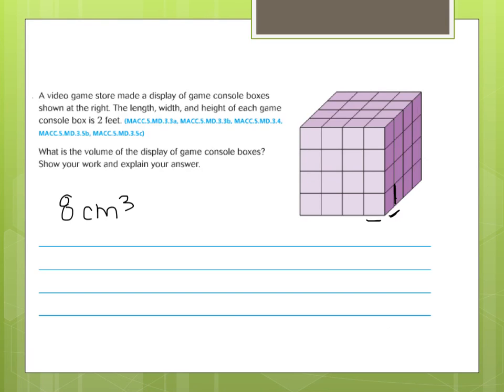Since we know each box has a length of 2 feet, this is 2, this is 2, this is 2, and this is 2, making the total length 8 centimeters. This is 2, this is 2, this is 2, and this is 2. So the width is 8 centimeters. And this is 2, this is 2, this is 2, and this is 2. The height is 8 centimeters.